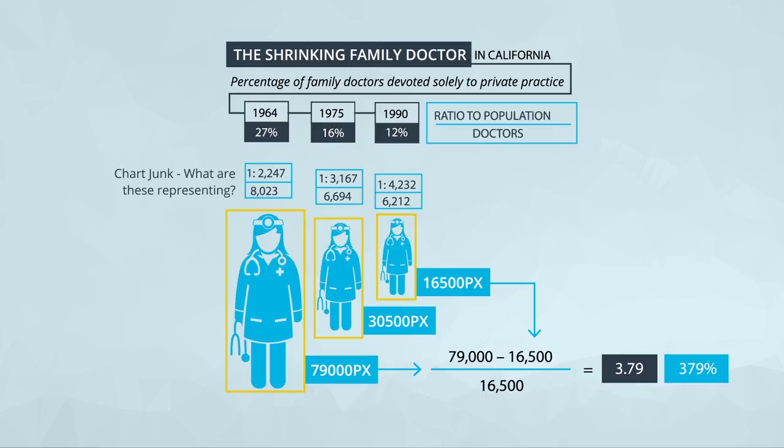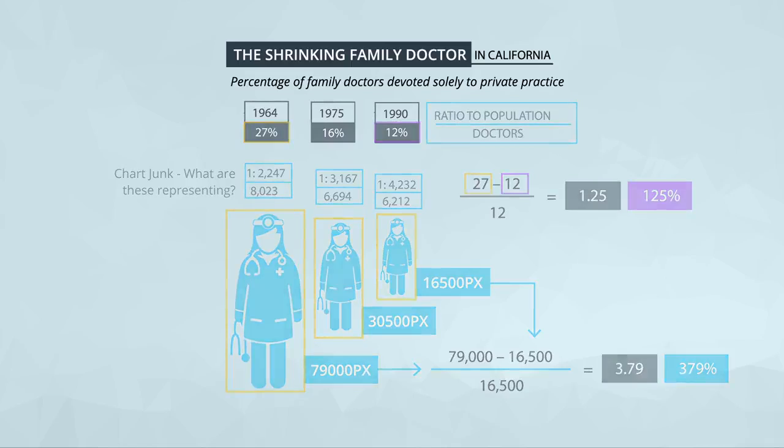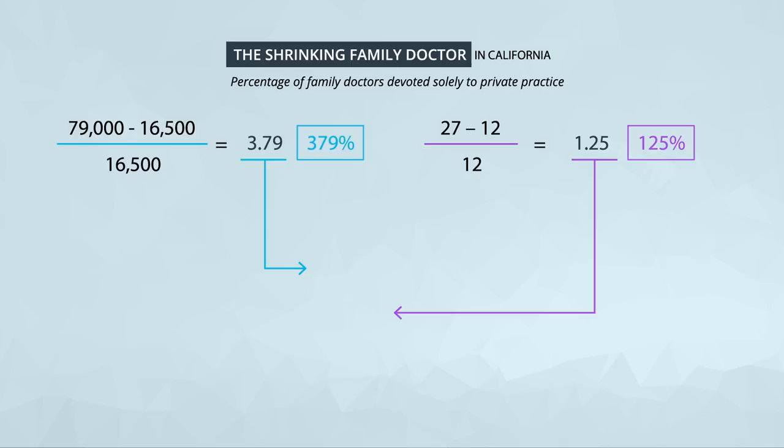The effect size in the actual data is 27 minus 12, divided by 12, or 1.25. So the difference in the data is 125% larger than the 1990 data point. Dividing these, the lie factor is 3.03. Any lie factor greater than 1 suggests that your visual is misleading. The larger the factor, the more misleading the visual.